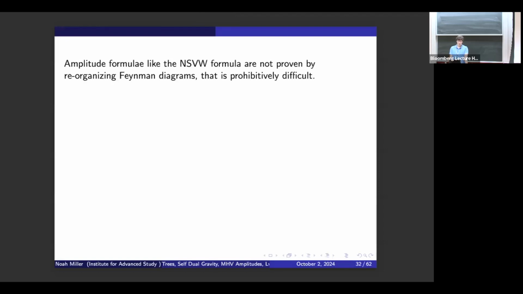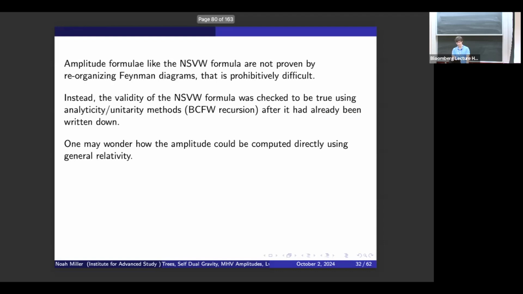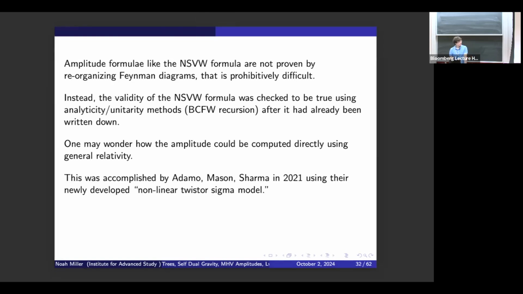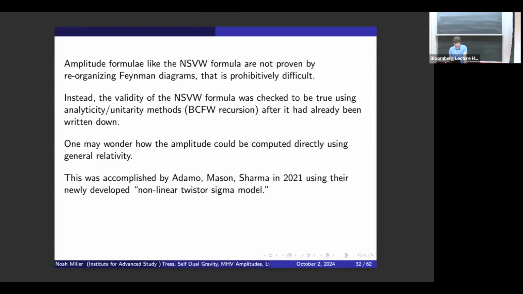Anyway, formulas like the NSVW formula, you don't prove these by reorganizing Feynman diagrams because that's prohibitively difficult. Instead, historically, the authors NSVW wrote down the formula and they just checked it was true using BCFW recursion. One may wonder how the amplitude could be computed directly, just using general relativity, as in you don't have the formula ahead of time and check it's true, can you build up the formula? So this was accomplished for the first time in 2021 by Mason and Sharma using twistor theory. They used their nonlinear twistor sigma model to calculate the formula.